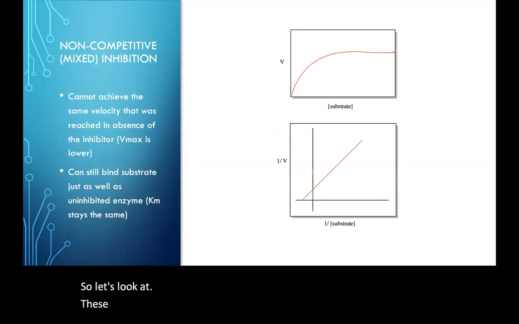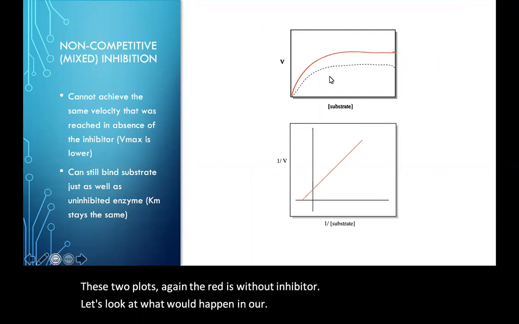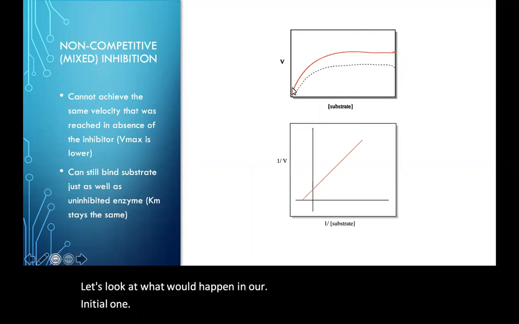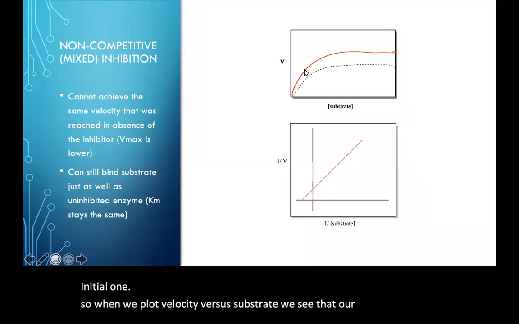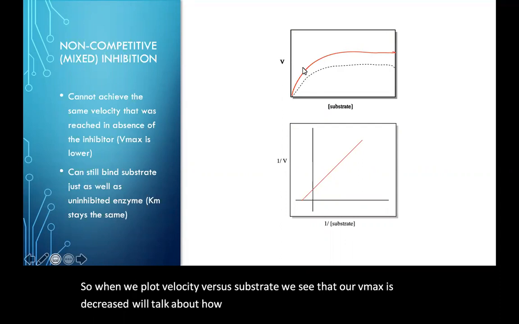Again, the red is without inhibitor. Let's look at what would happen in our initial one. So when we plot velocity versus substrate, we see that our Vmax is decreased. We'll talk about how we determine Km from these plots, but Km is very similar.